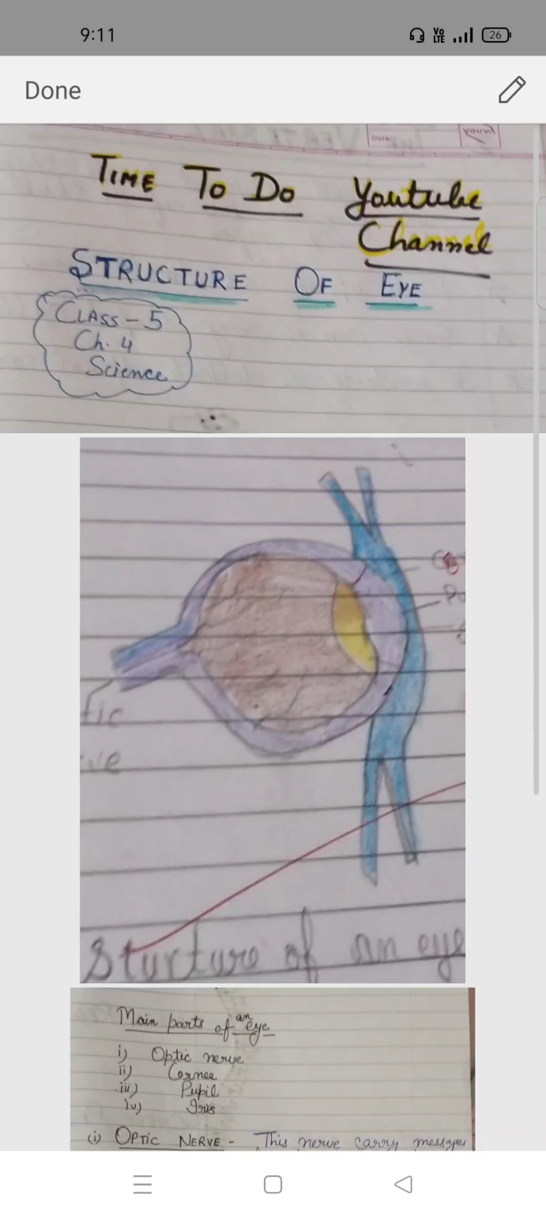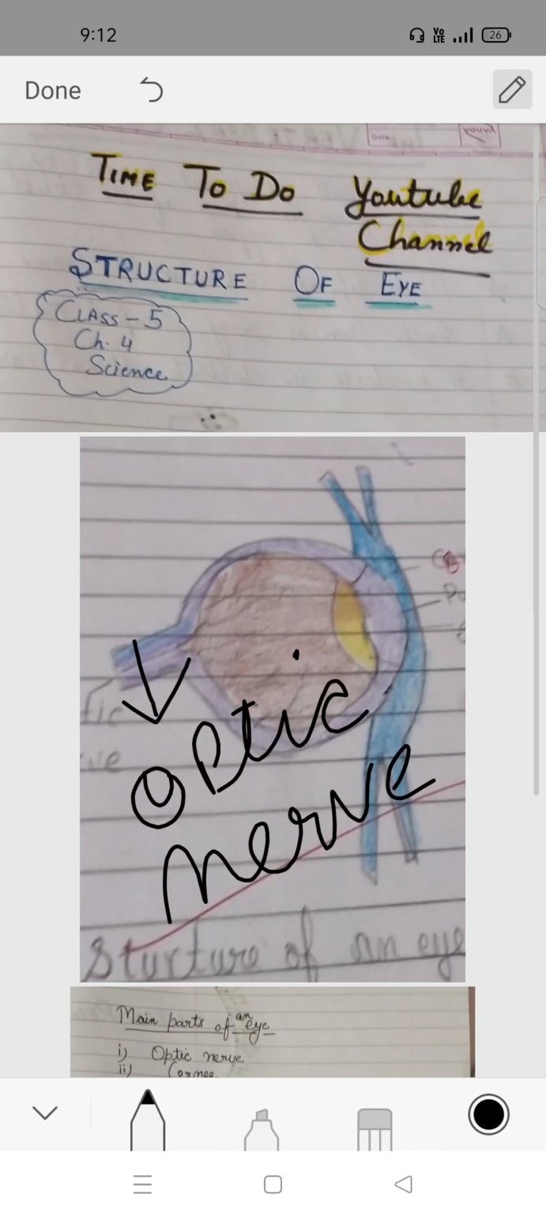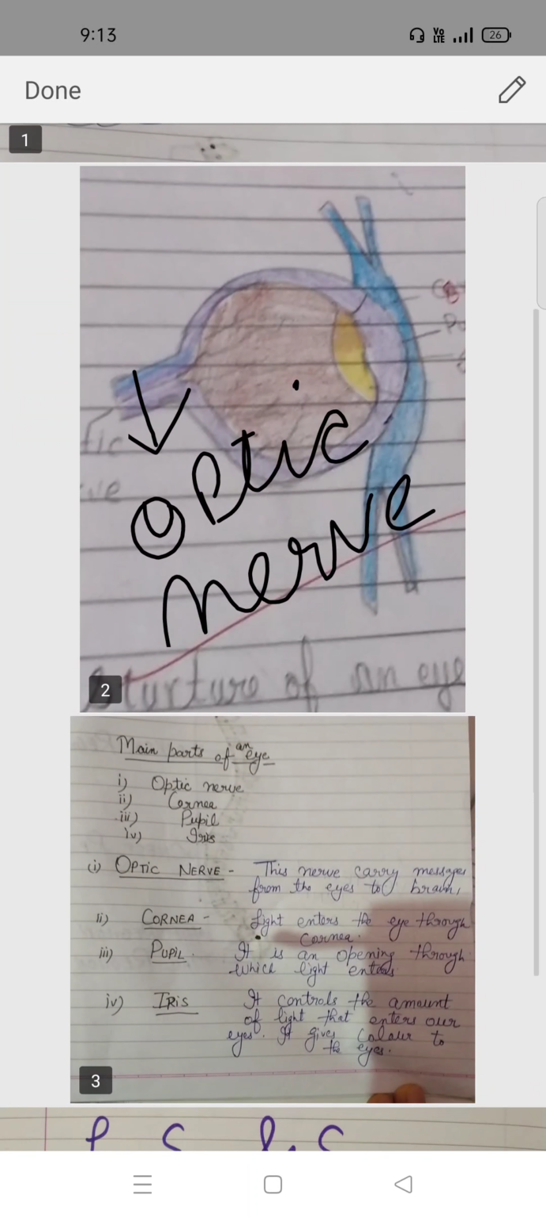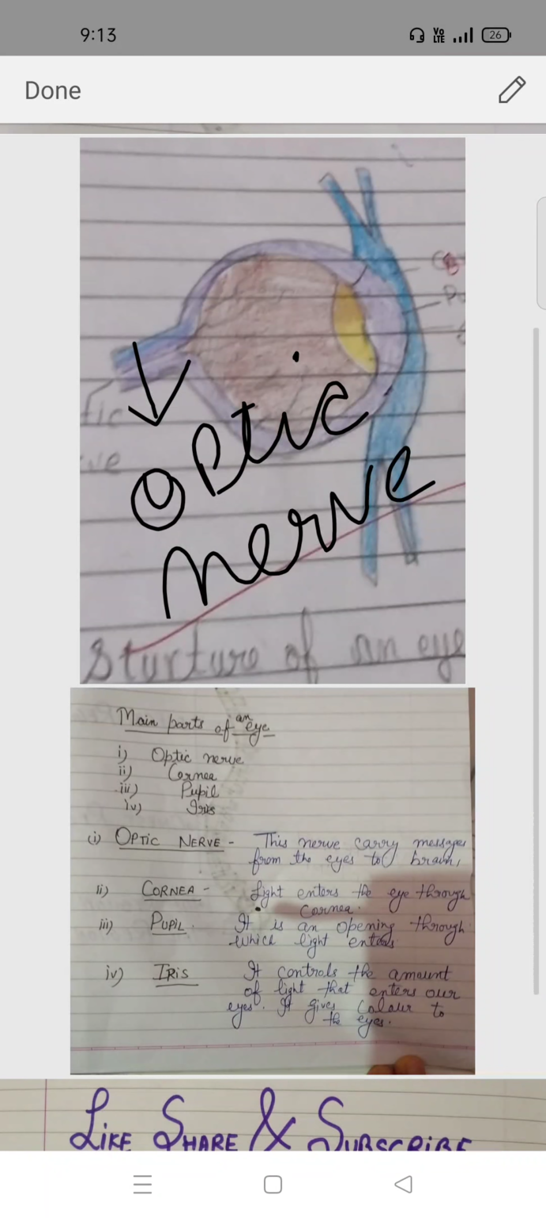First we will discuss the optic nerve. In the picture, this is the optic nerve. It transmits sensory information for vision in the form of electrical impulses from the eye to the brain. In the book, it is mentioned as the nerve that carries messages from the eye to the brain. More than 1 million nerve fibers are present in it. So, the information which is seen by our eyes is sent to the brain through the optic nerve.